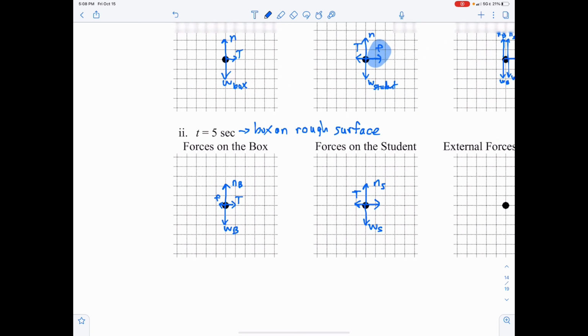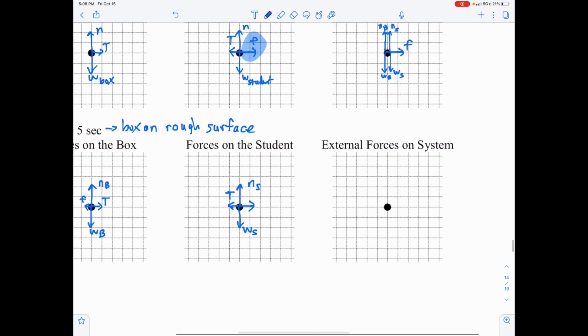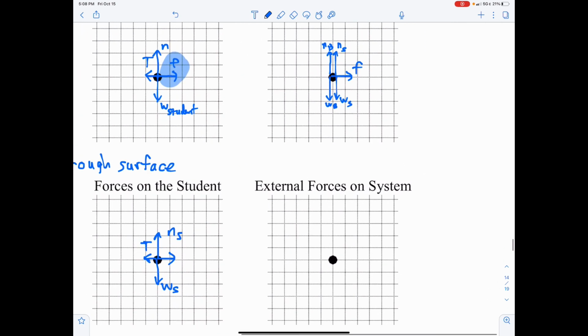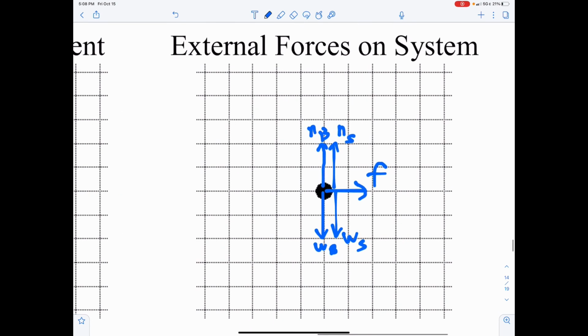Okay. And so what do the external forces look like? It's going to look the same as this diagram here above. The difference is you now have friction. Well, the friction on the student, right? And then you've got friction on the box. Just to differentiate right there.